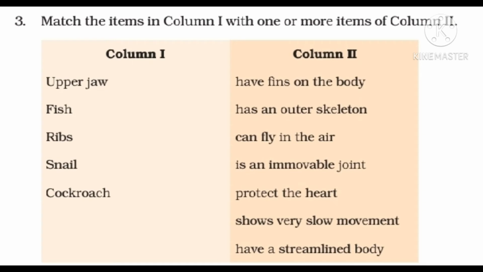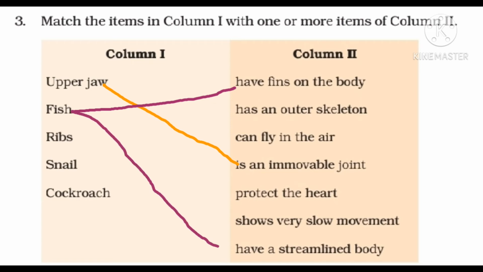First one in column number 1, upper jaw. Upper jaw is an immovable joint. Next is fish. Fishes have fins on the body. And also you can match the same with have a streamlined body. Both are correct. So you have to match fish with have fins on the body and have a streamlined body.